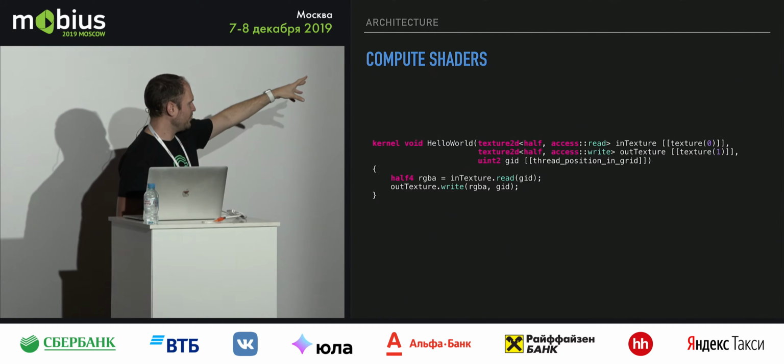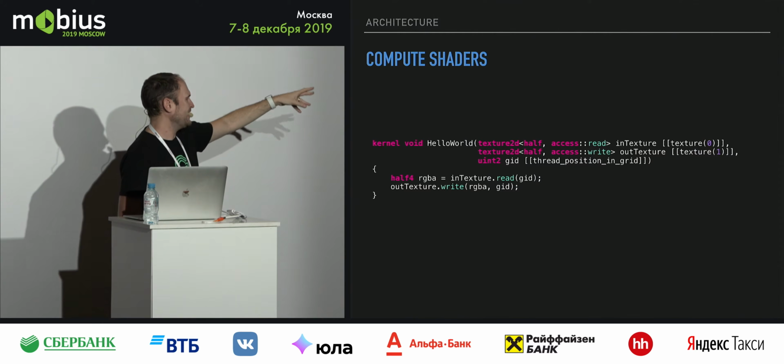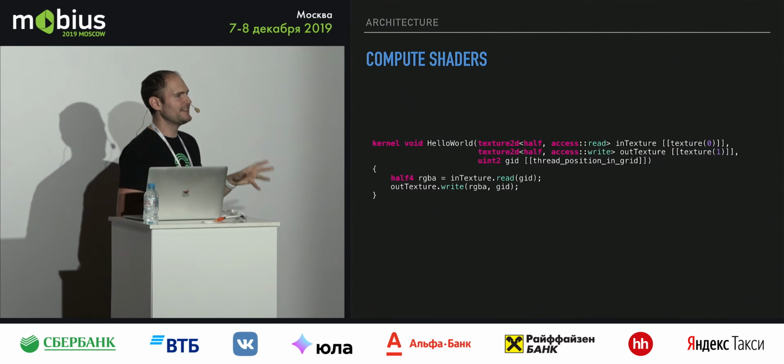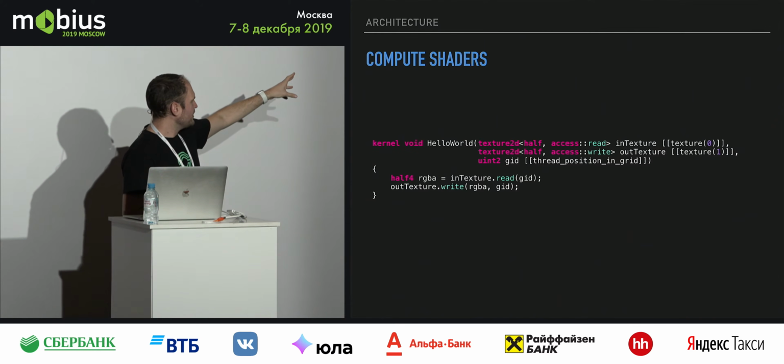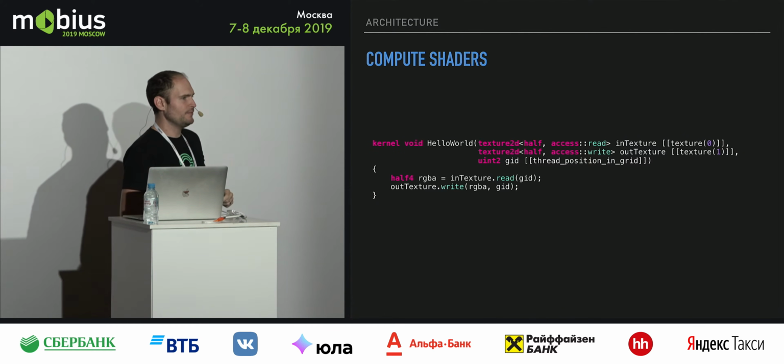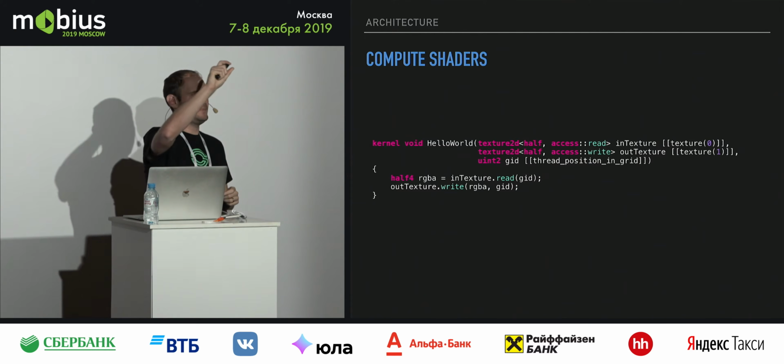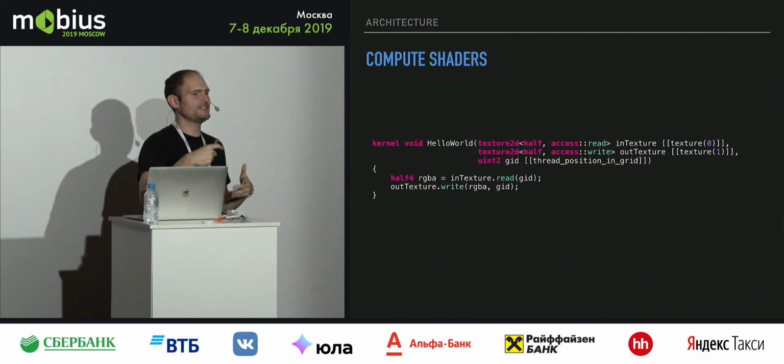Section by section here, you'll notice that it's referred to as a texture. For now, consider texture the same thing as a bitmap. I'll go into detail. And notice here there's this GID, which is basically the position in the image that we're working in. You can think of it as the X and Y coordinate.